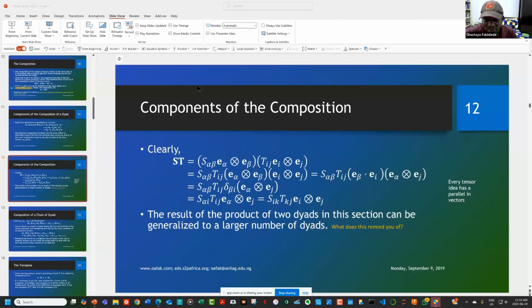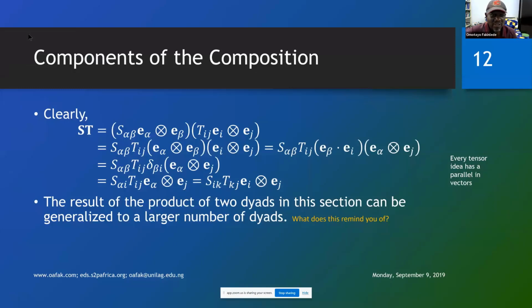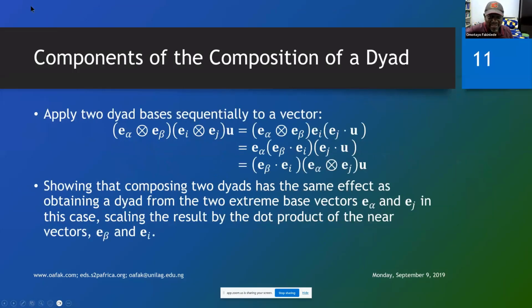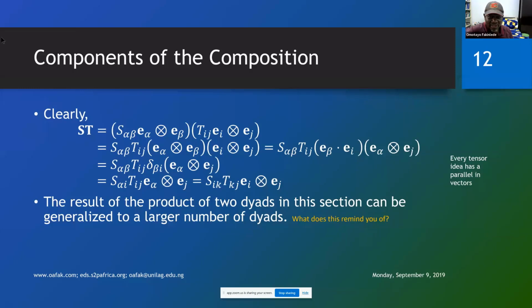Okay, we are back to slide 12. We passed it to just give a result on slide 13. And let us see what happens here. If we want to look at the components of the composition product, we want to see what are the components of ST. Well, we remember that T is T_ij e_i dyad e_j. Similarly, we can say S is S_alpha beta e_alpha dyad e_beta. We cannot use i and j again because i and j are already used twice here. That's why we used the other symbols.